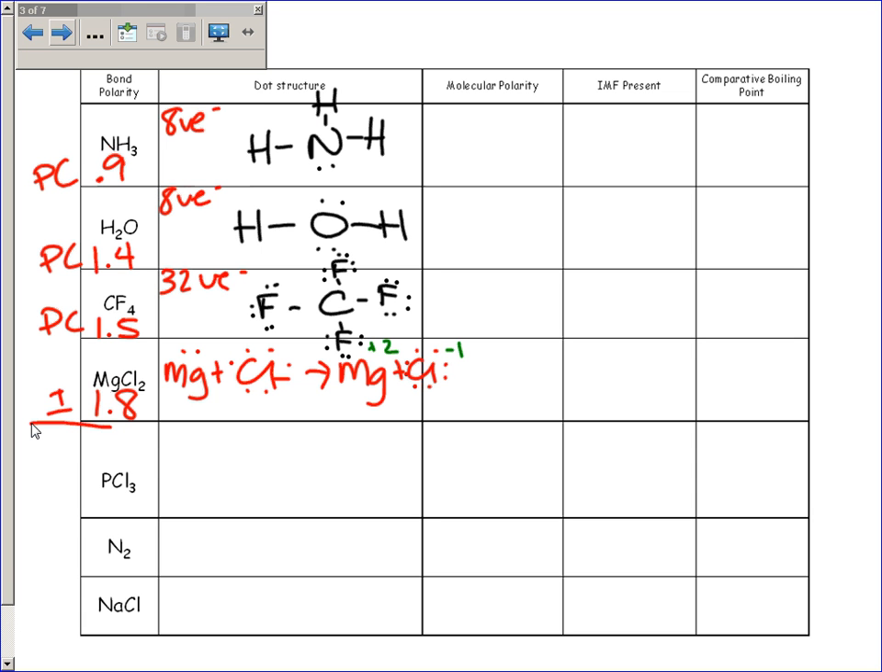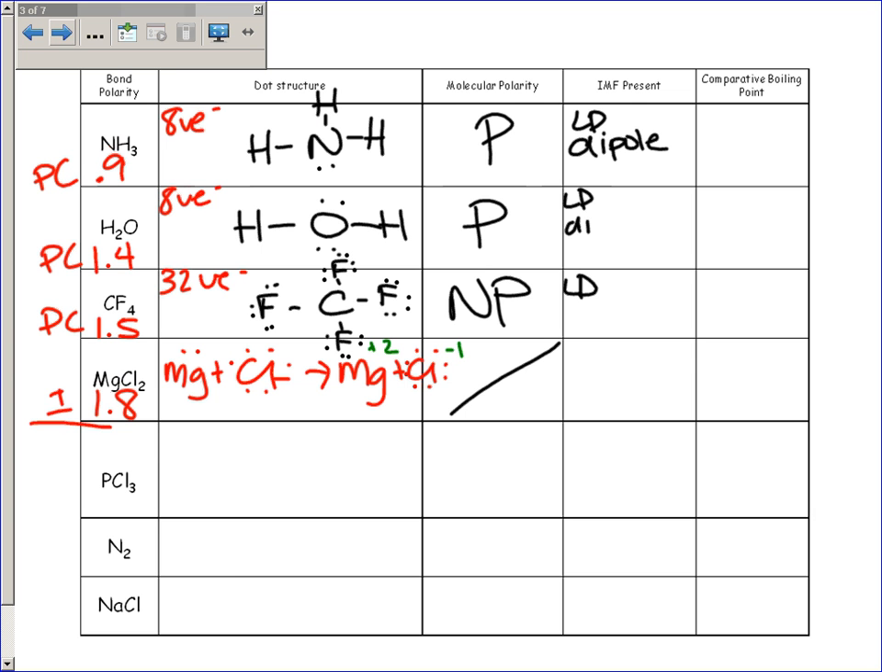Molecular polarity. We determine this by whether the central atom has a lone pair. If the central atom has a lone pair, I'm polar. So I'm polar, I'm polar, I'm nonpolar. It doesn't apply to ionics. So for IMFs present, remember that LD is present everywhere except for ionics. And then dipole is present in any of my polar compounds. And hydrogen bonding is present in anything with hydrogen bonded to fluorine, oxygen, or nitrogen. So H bond, H bond.